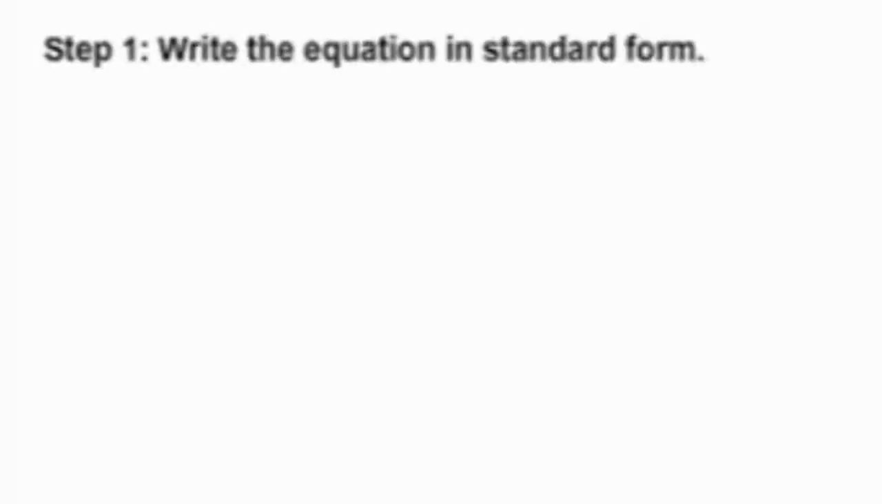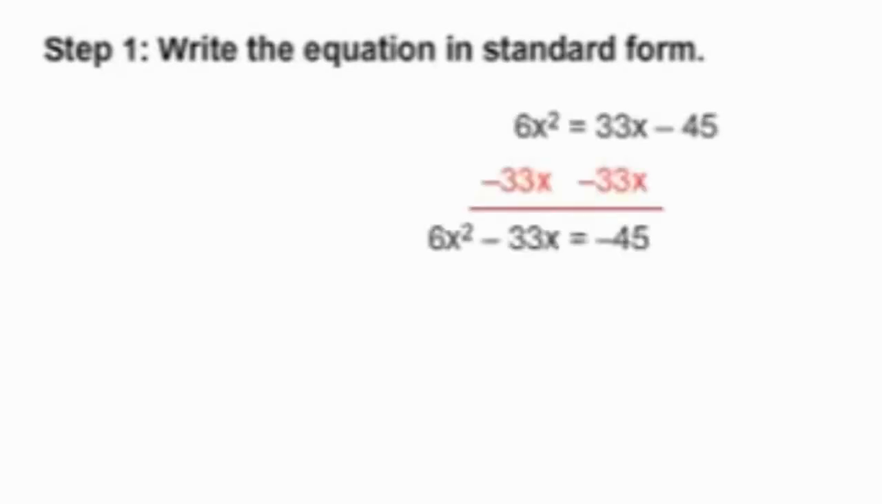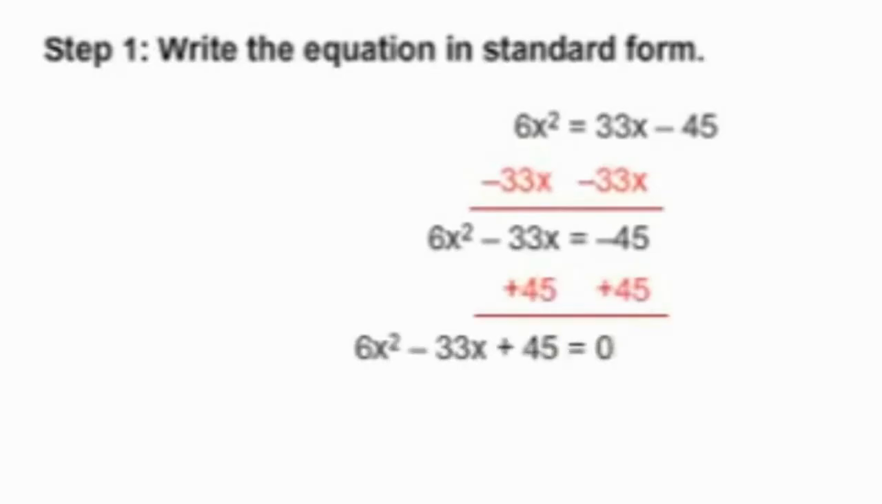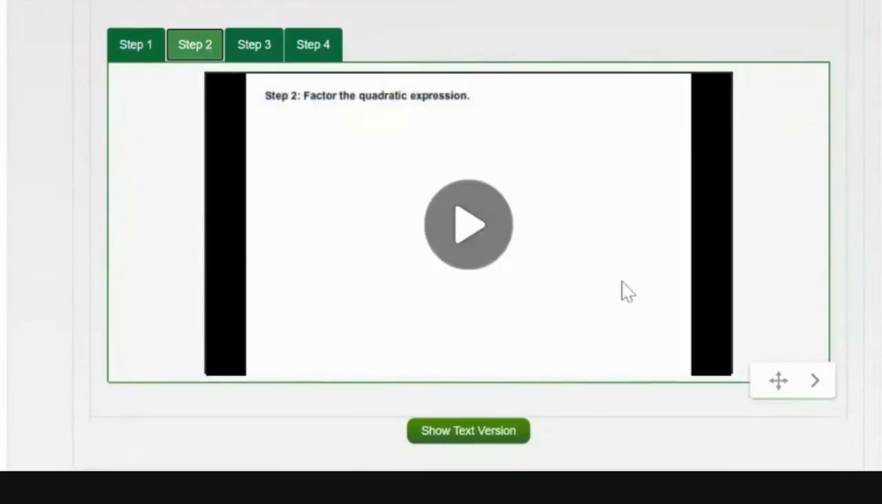The first step in the solution process is to write the given equation in standard form. Gather all terms on the left side of this equation to keep the x squared term positive. That leaves 0 on the right side. All right, that was the first step. Step 2.